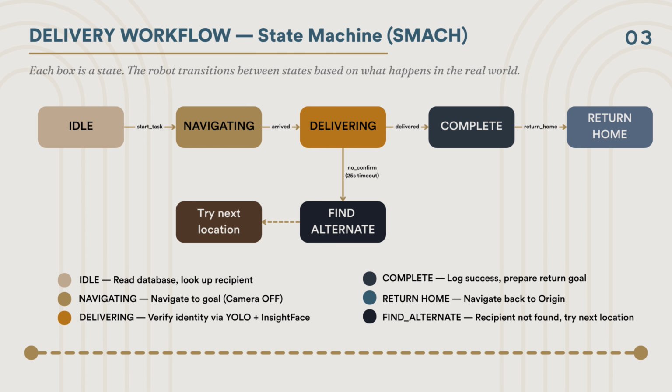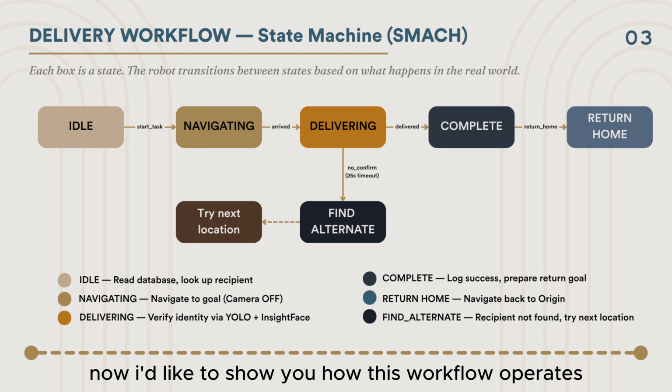If the correct person is found, the robot goes to complete, then return home. If the person is not found within 20 seconds, a special state called find alternate is triggered. The robot searches other locations in the database.